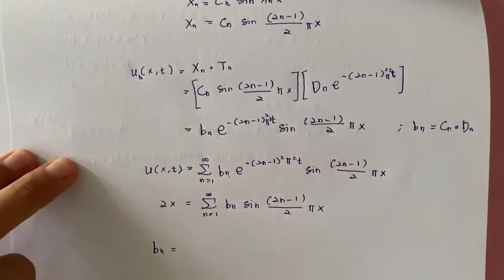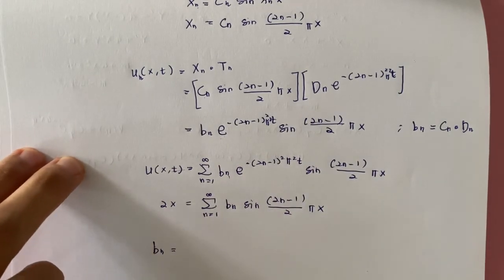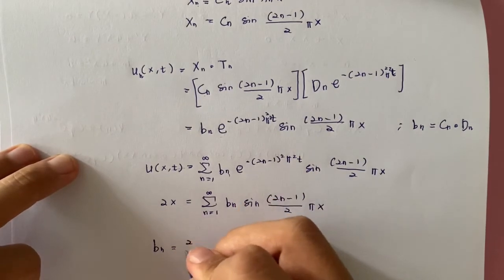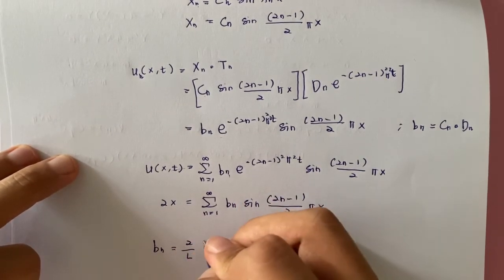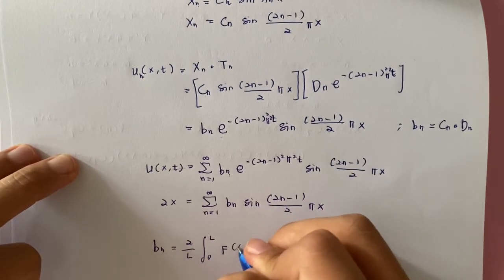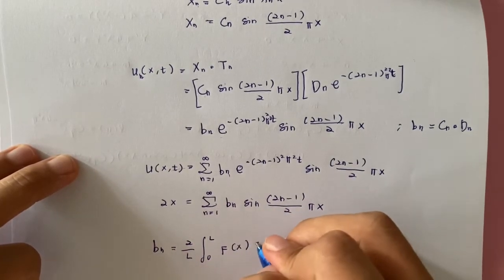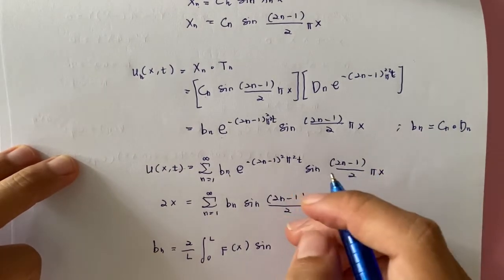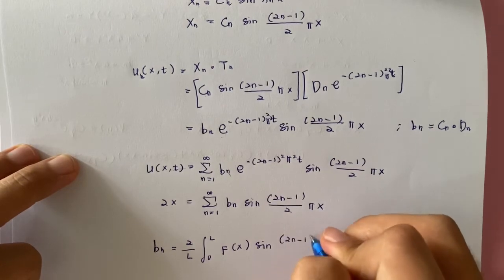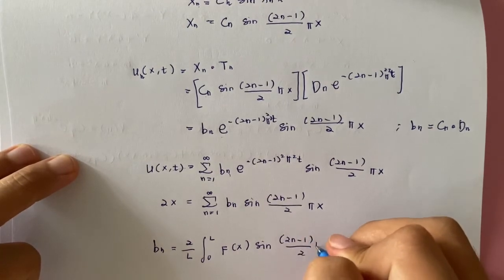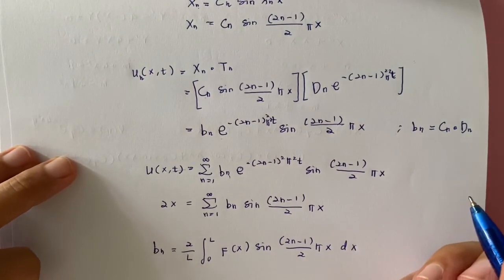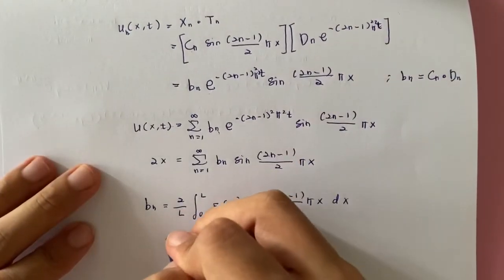So Bn is equal to 2 over L, from 0 to L, our f(x), and then we have sine 2n minus 1 over 2 pi x dx. Okay, the question is, what is L and f(x)?